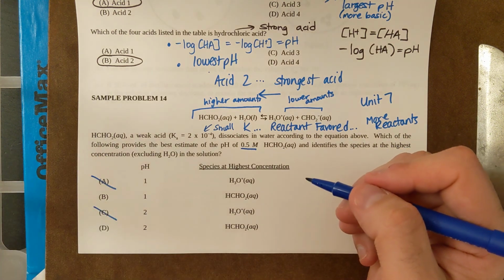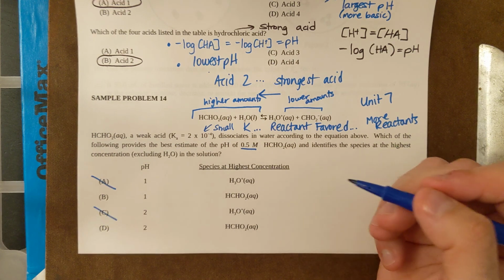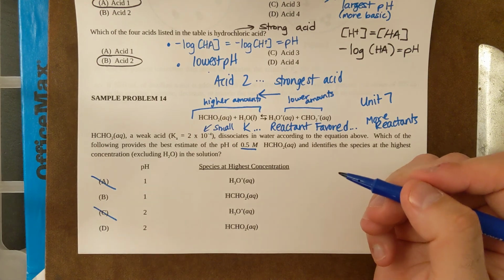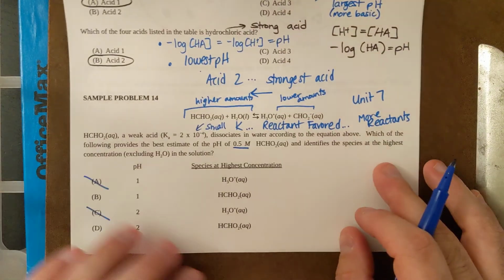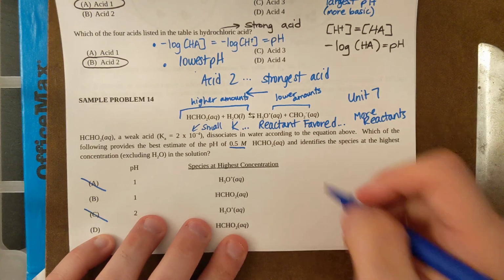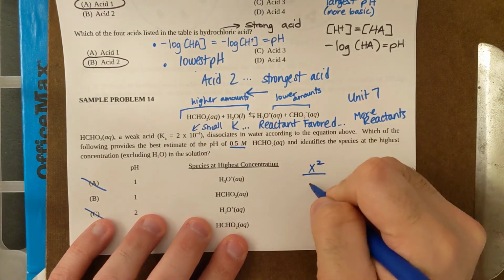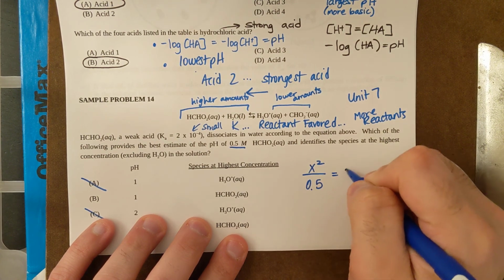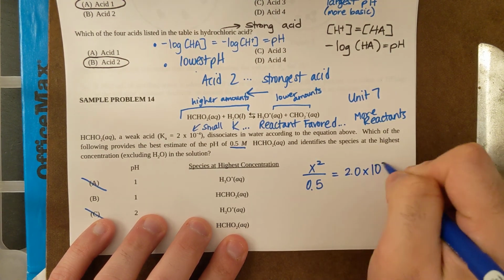So now I got to figure out what would be the pH of this weak acid. Now, if I were to take a guess, I'd probably go with the weaker of the pHs, which would be a pH of 2. But you could calculate this and solve this. Kind of a shortcut now. The Ka is going to be equal to x squared over 0.5, which is equal to 2 times 10 to the minus 4th.